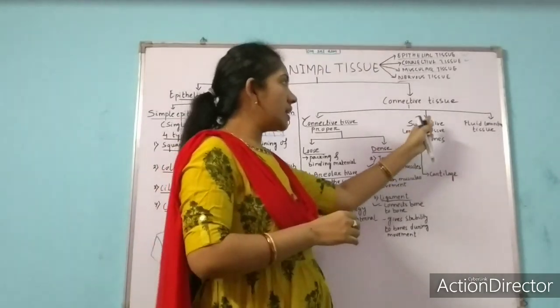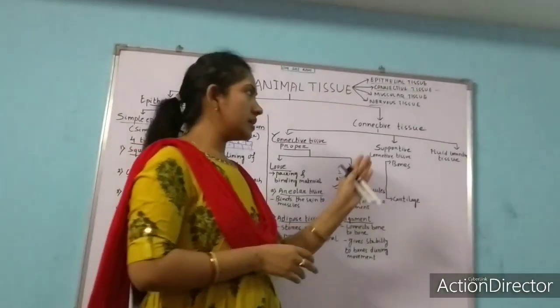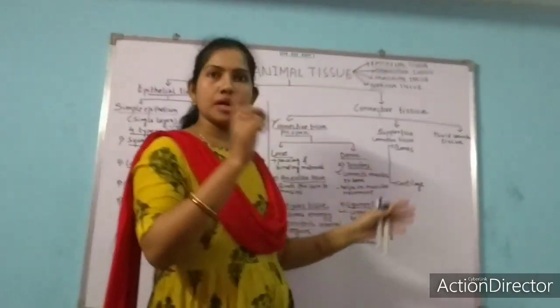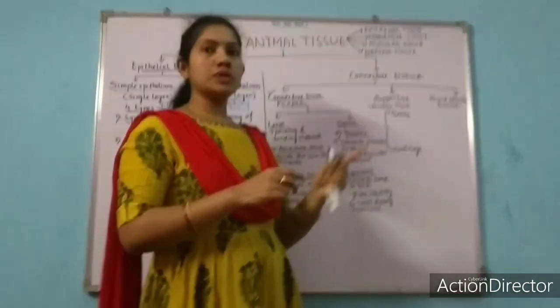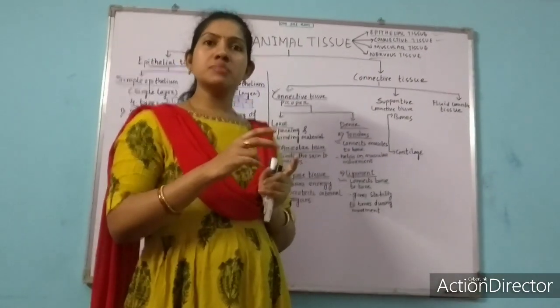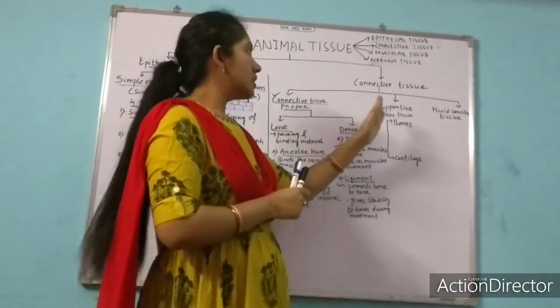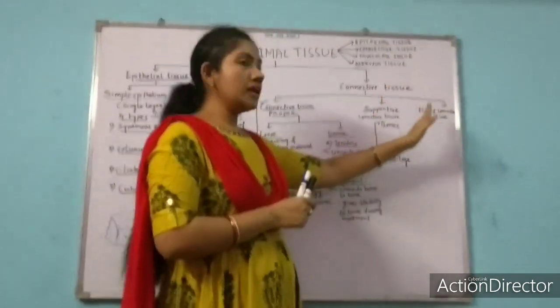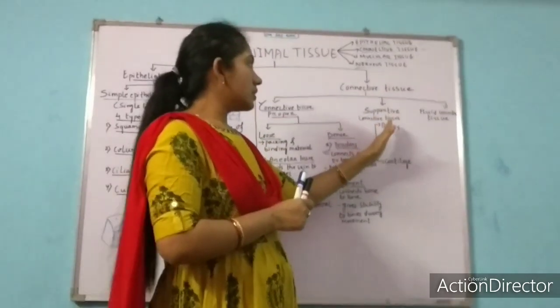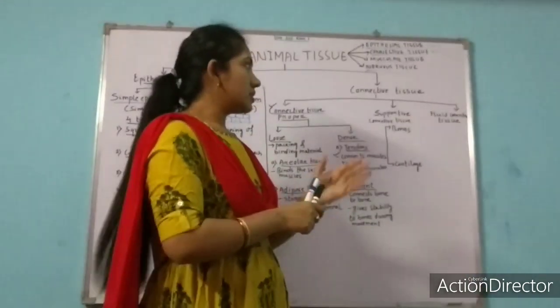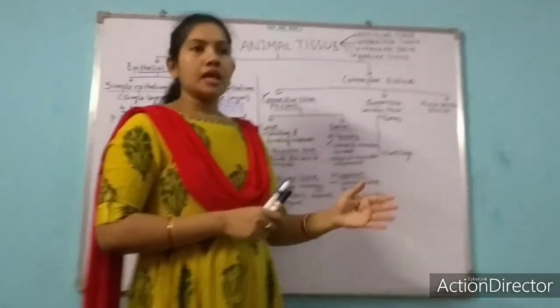Now come to another part of connective tissue, that is supportive connective tissue. As I said, connective tissue can be subdivided into three types. What are they? Connective tissue proper, supportive connective tissue and fluid connective tissue. So now come to supportive connective tissue.